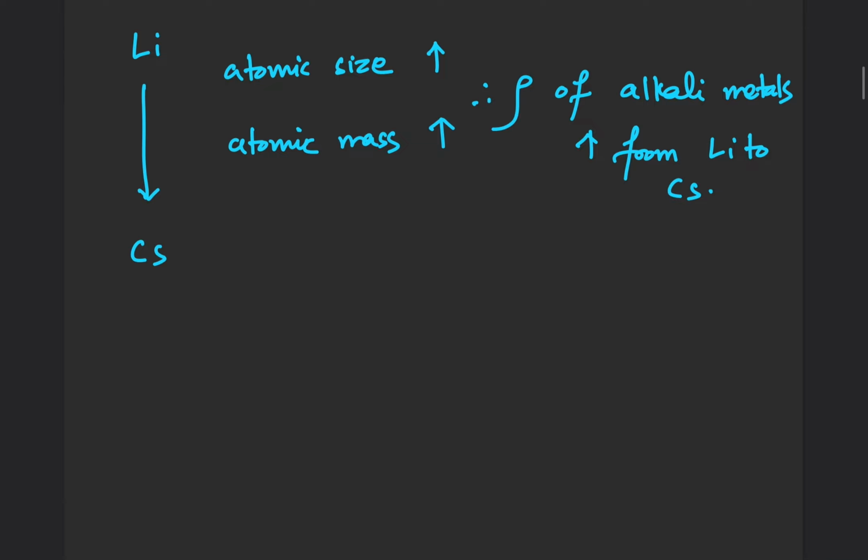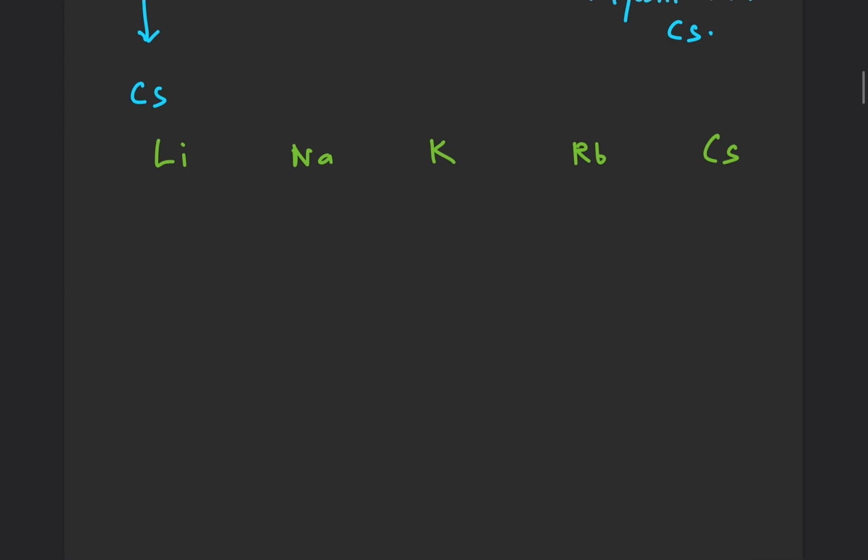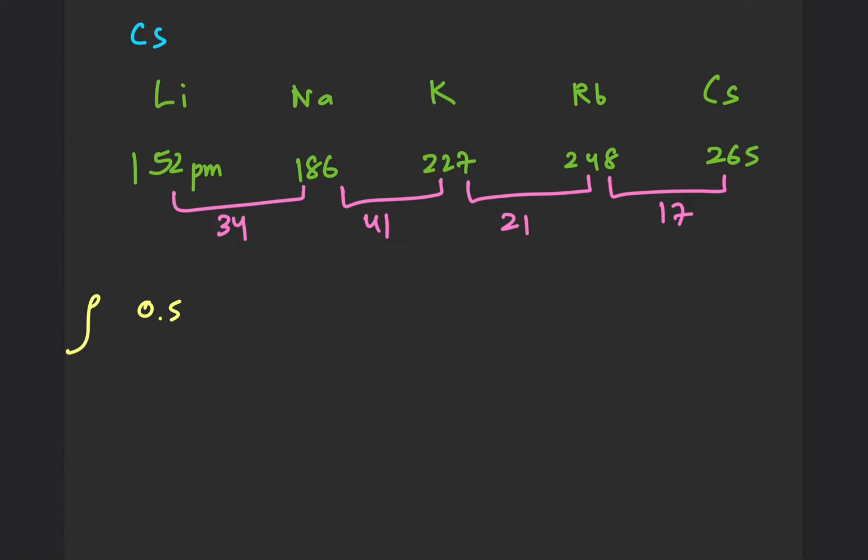Okay, but there is an exception. For that we need to see some values. So we have lithium, sodium, potassium, rubidium, cesium. So the size is 152 pm. For sodium it is 186, potassium 227, for rubidium 248, for cesium 265. Okay, and the difference in their size is, here it is 34, here the difference is 41, here the difference is 21, here it is 17, and the density of lithium is 0.53, sodium is 0.97, potassium 0.86, rubidium 1.53, and cesium 1.9.